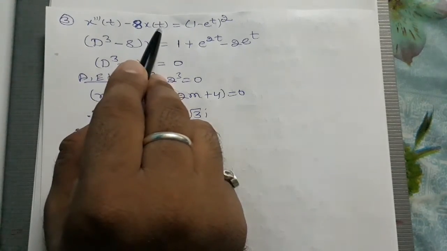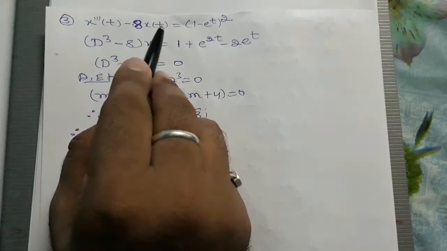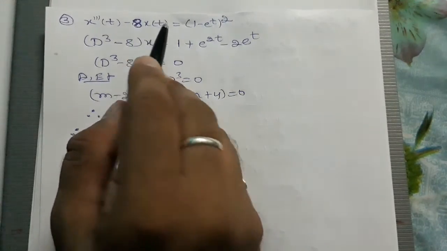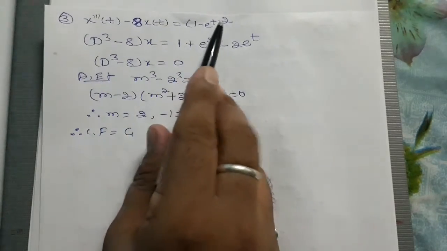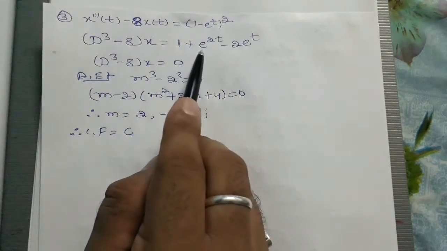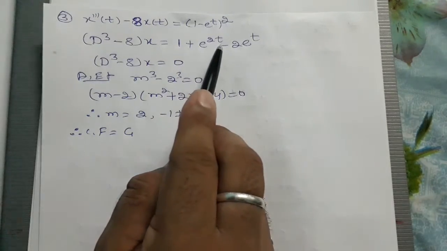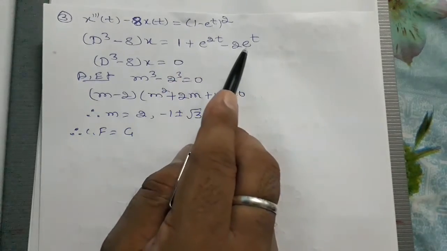is the independent variable. You have to remember, when you write the complementary function, the answer is in the form of a function of t, not x, because now in this problem the independent variable is t. So already I solved (D cube minus 8) x equal to (a minus b) the whole square. You expand it: a square plus b square minus 2ab. e to the power of t the whole square is nothing but e to the power of 2t minus 2 into 1 into e to the power of t, that is e to the power of t.